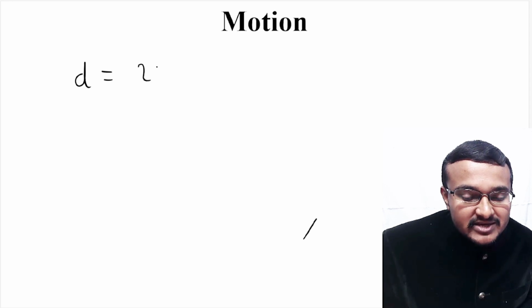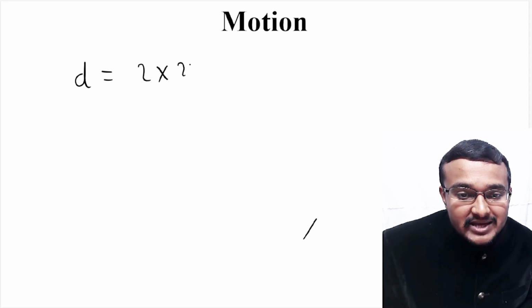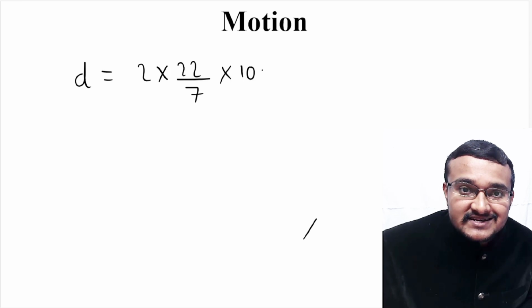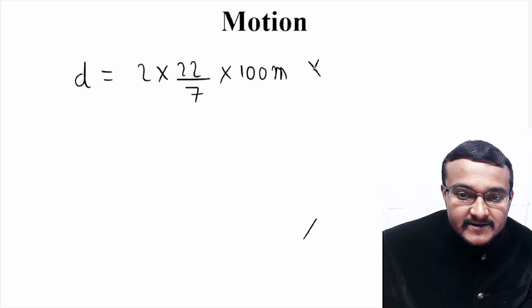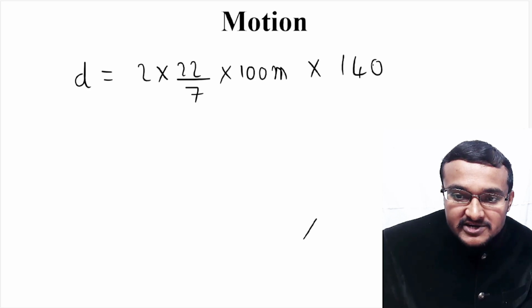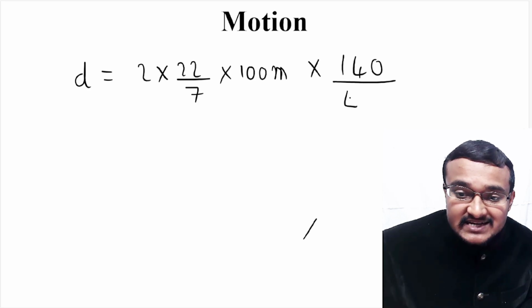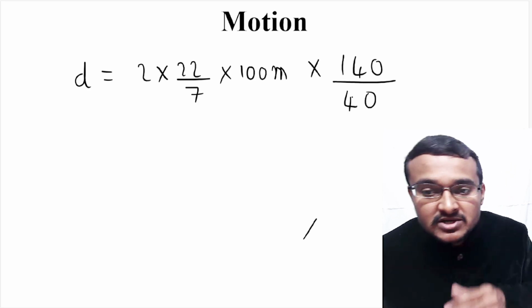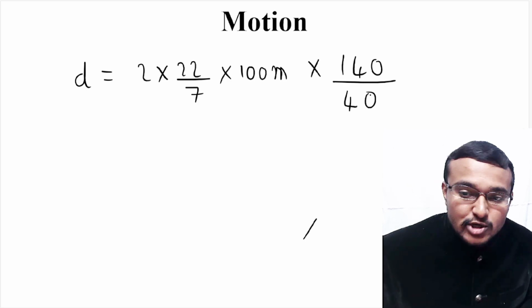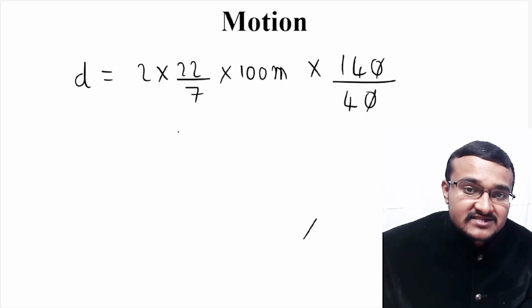So the total distance will be equal to 2 pi r. So 2 pi r is 2 into 22 by 7 into, what is the radius? Radius is 100 meter. That is multiplied with 140 seconds divided by 40 seconds, where seconds have already got cancelled. So 40 will be there in the denominator. Here you can see 0 and 0 get cancelled with each other.